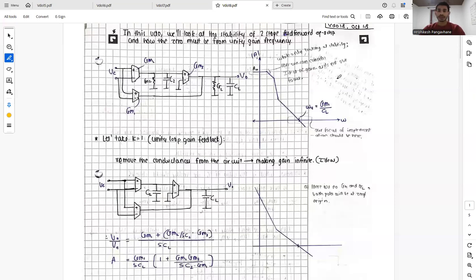Hello, welcome to the video. In this video we will take a look at the stability of a two-stage feed-forward opamp, and basically we will see how far the zero must be on the left side of omega u, or omega loop.